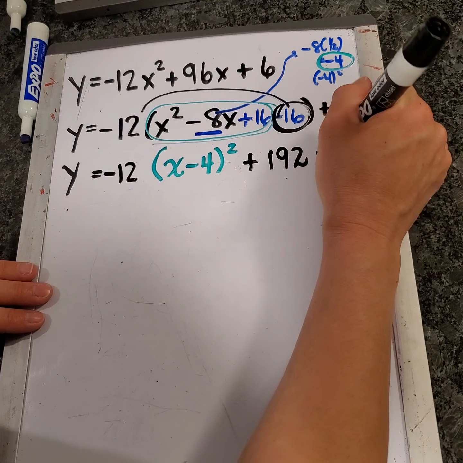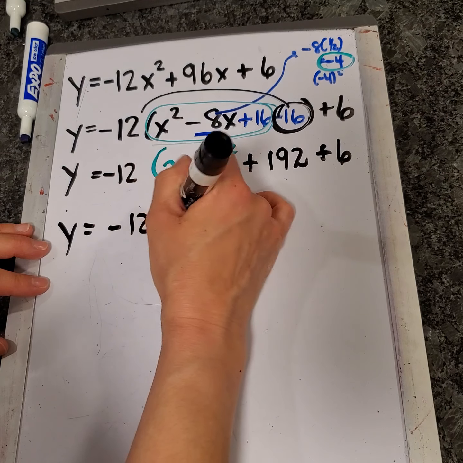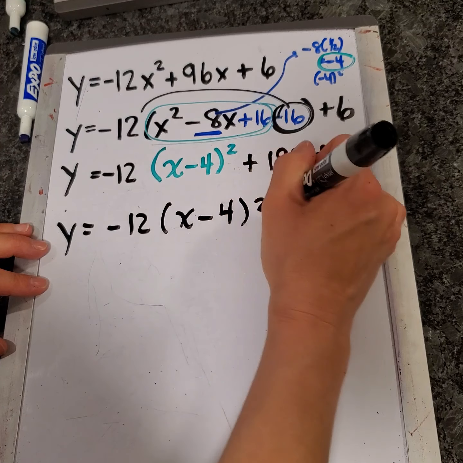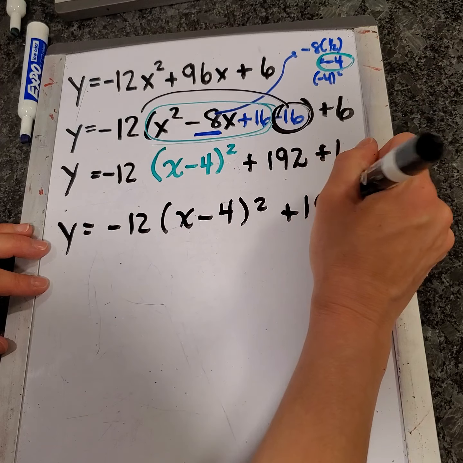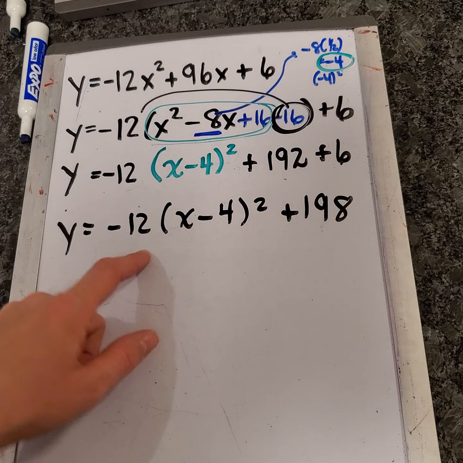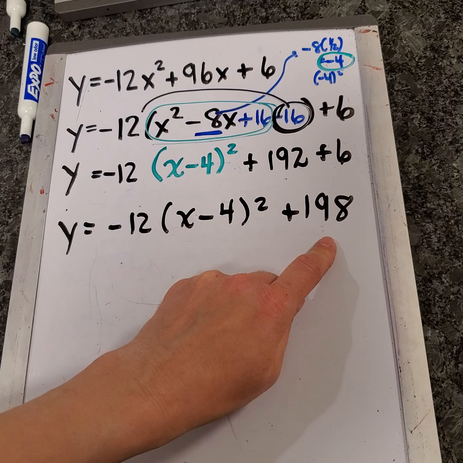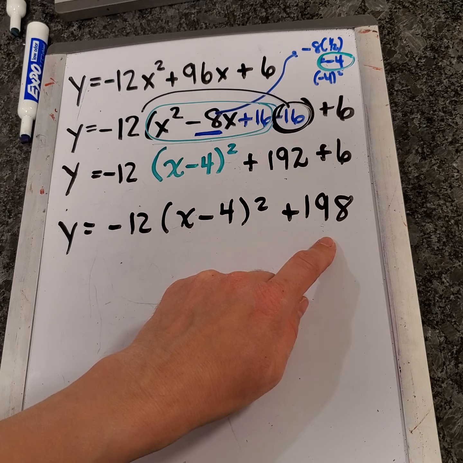And don't forget about him. He's just been hanging out till our very last step where we can collect like terms. Okay. Reflection in the x-axis, vertical stretch by a factor of 12, horizontal translation 4 units to the right, vertical translation 198 units up.